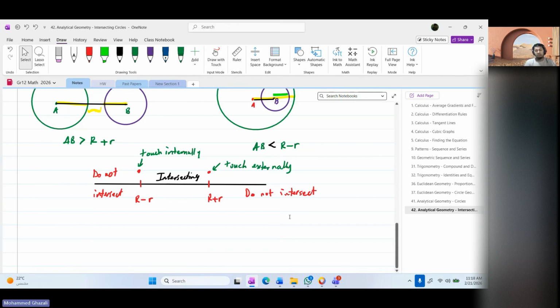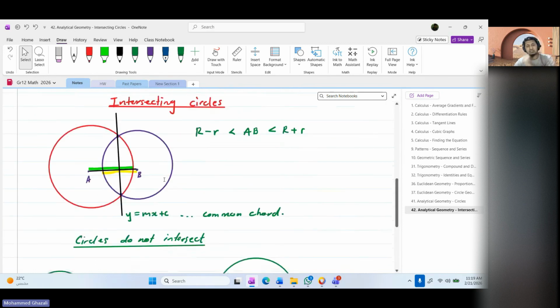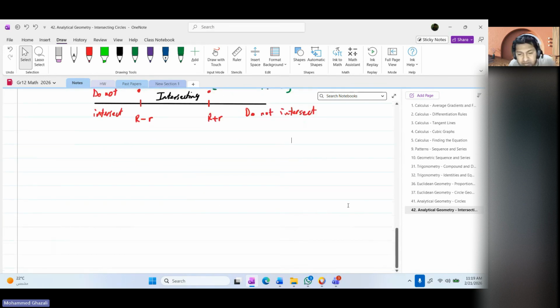Yeah, so anything more than R plus r, you're dealing with the outside, that's non-intersecting, and anything less than R minus r, you're dealing with the inside. So that's internal touch. Right. So we know the 5 different types of circles: 1, 2, 3, 4, 5. So there are 5 different types of intersecting circles. Now let's solve some problems based on this.